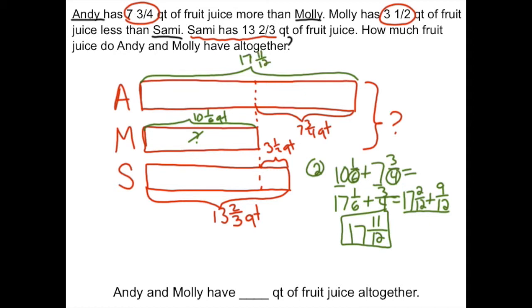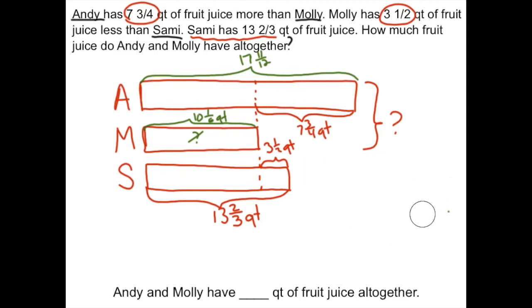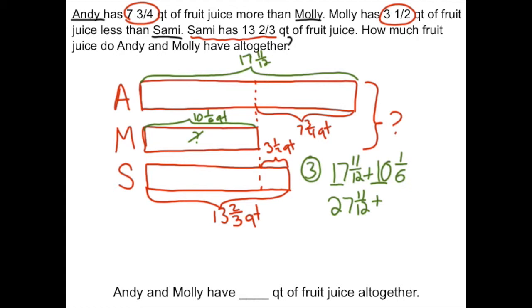Now remember, I want to find how much Andy and Molly have together. I just figured out how much Molly had, and I figured out how much Andy had. So now we just have to add those together for our third step. So 17 11/12 plus 10 1/6. And when I add those together, remember, whole numbers first, 27 11/12 plus, I'm going to go ahead and change 1/6 into 12ths so that I have a common denominator. So 1/6 is the same as 2/12.